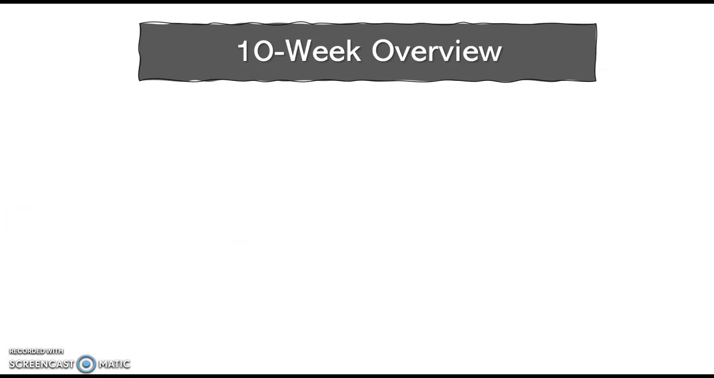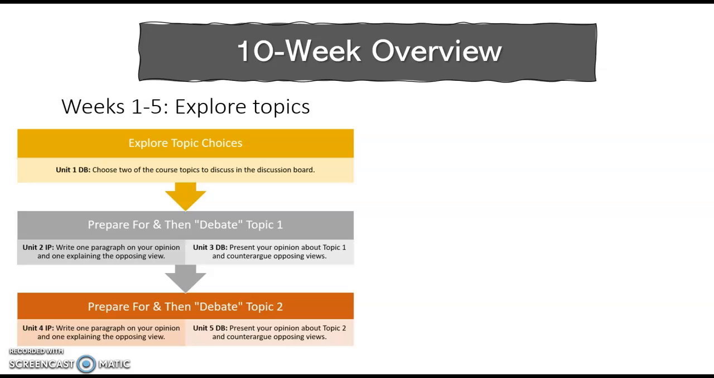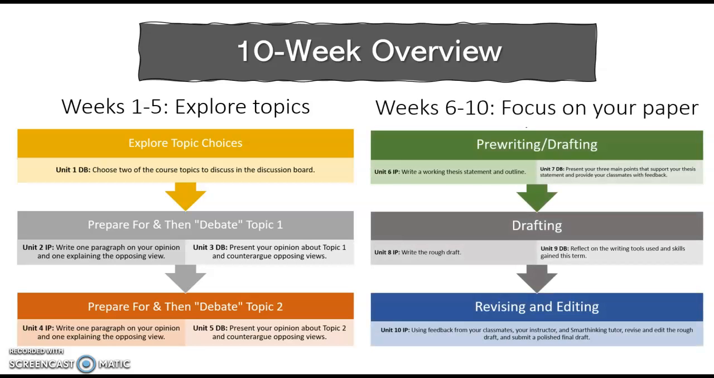So that is an overview of the work you will be completing this term. You can think of the first 5 weeks as time to explore the 2 course topics and generate initial ideas about both of them. You have the opportunity to see how other students respond to the 2 topics during the Units 3 and 5 discussion board assignments, or debates. You will then turn your focus to your own research paper during the second 5 weeks of the term. Take what you've learned and dive deeper into discovering more information on one of the topics in order to create a well-written and well-researched paper.